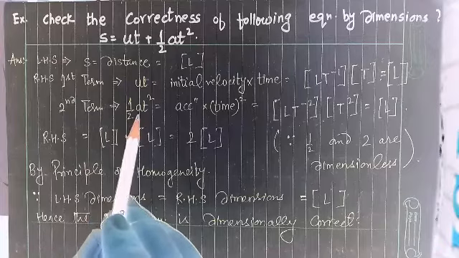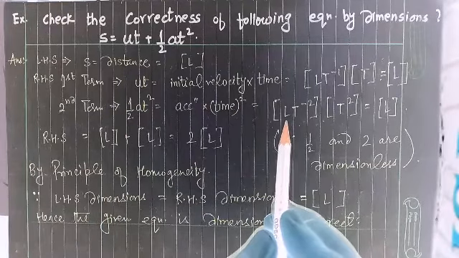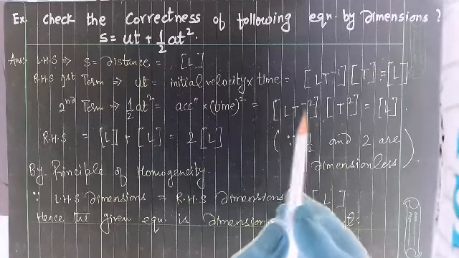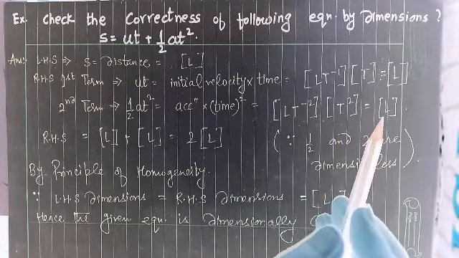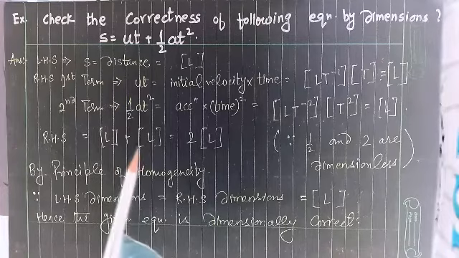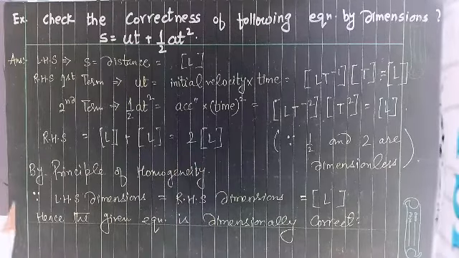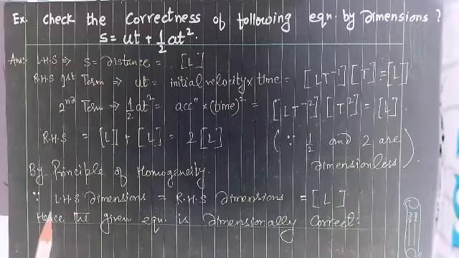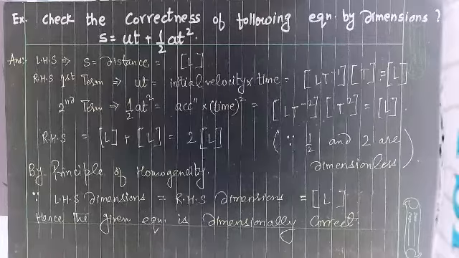Second term is half at square. Half is dimensionless, a acceleration, t time square. Acceleration having dimensions L T minus 2 into T square. So again we are left with L only. So right hand side becomes first term plus second term, L plus L, twice of L. Since 2 is again dimensionless, by principle of homogeneity, left hand side dimensions are equal to right hand side dimensions, each being equal to L. Therefore the given equation is dimensionally correct.